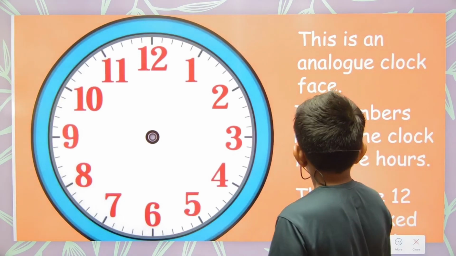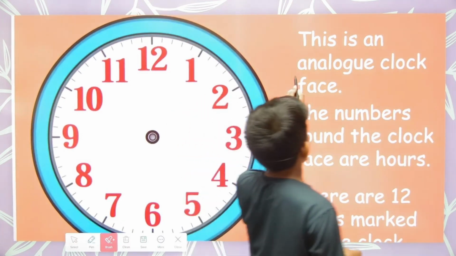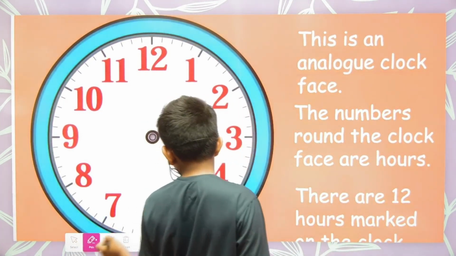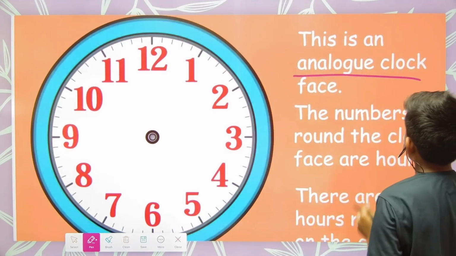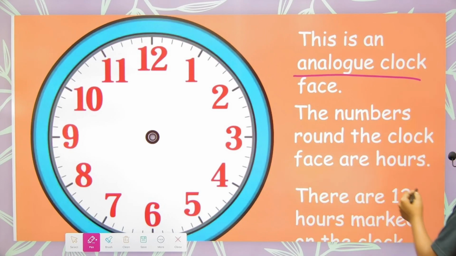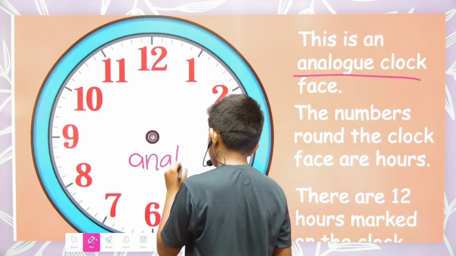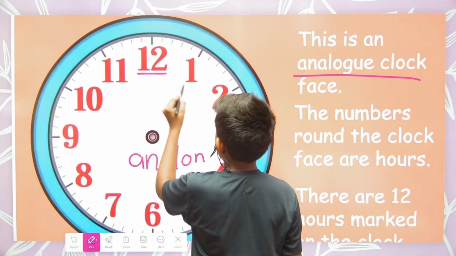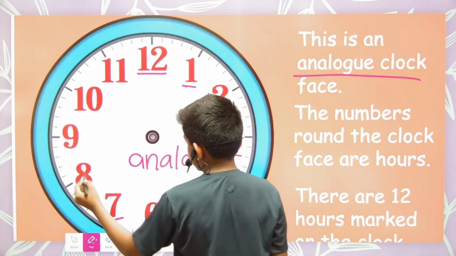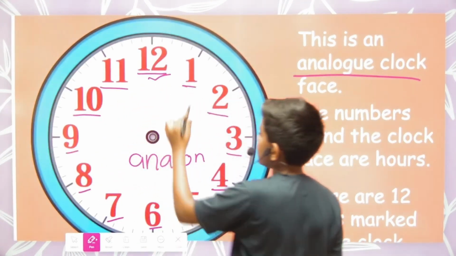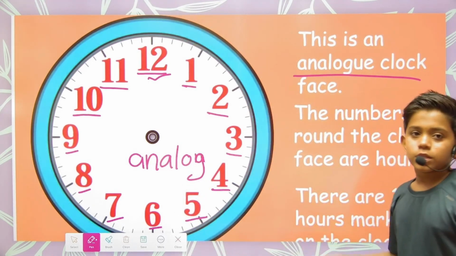Okay, this is an analog clock. On the clock face, the numbers around the clock face are hours. This is an analog clock, and these numbers 1, 2, 3, 4, 5, 6, 7, 8, 9, 10, 11 and 12 are the hours in the analog clock. Okay, these all are the hours.